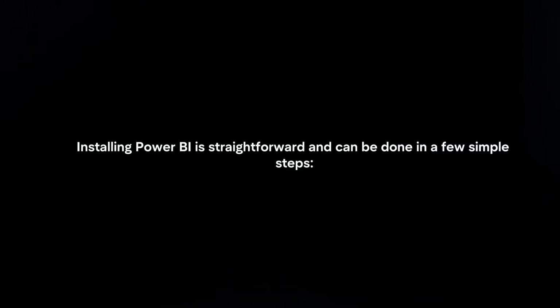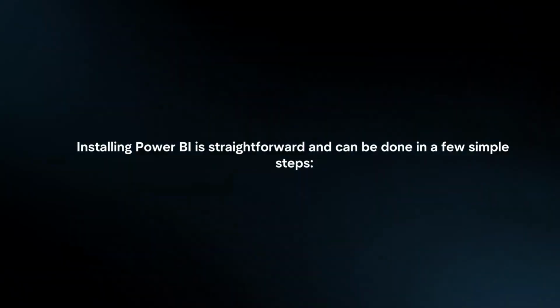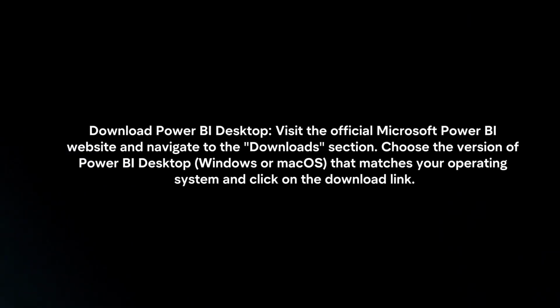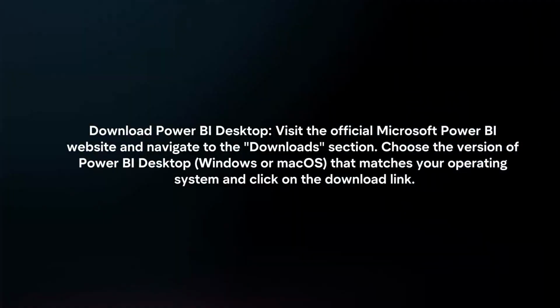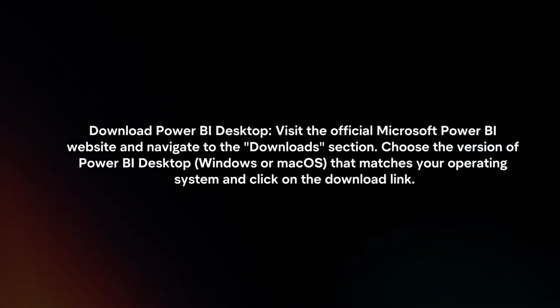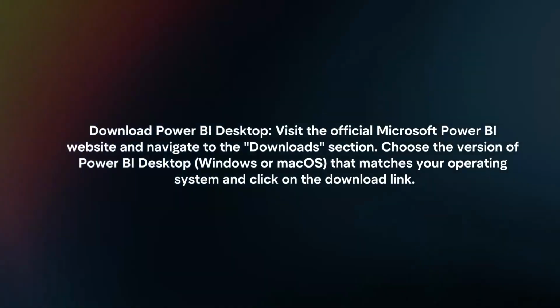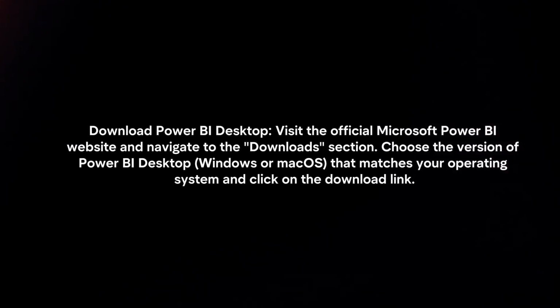Installing Power BI is straightforward and can be done in a few simple steps. Download Power BI Desktop. Visit the official Microsoft Power BI website and navigate to the Download section. Choose the version of Power BI Desktop that matches your operating system and click on the download link.